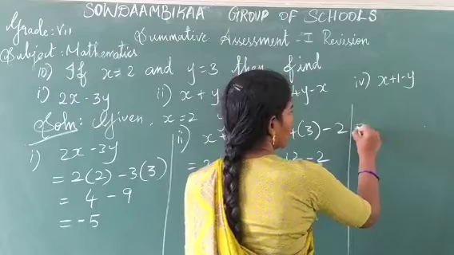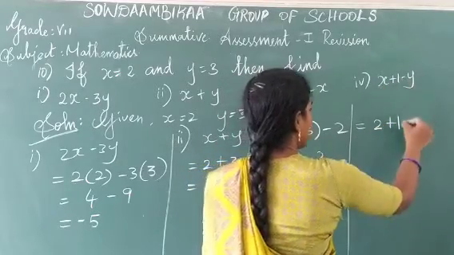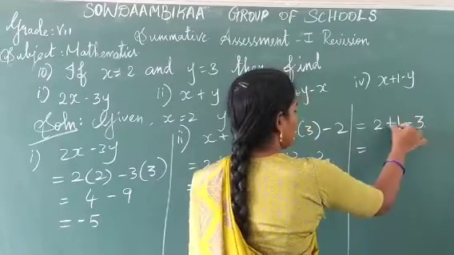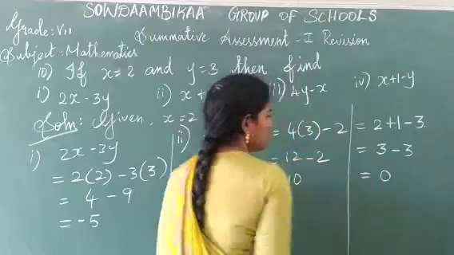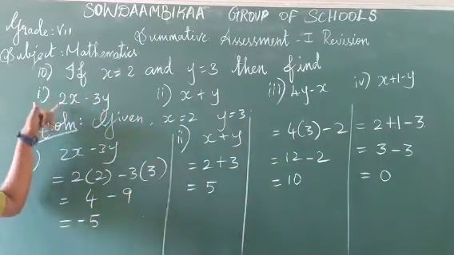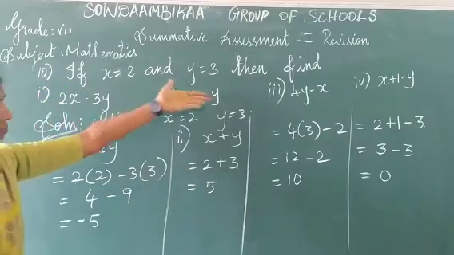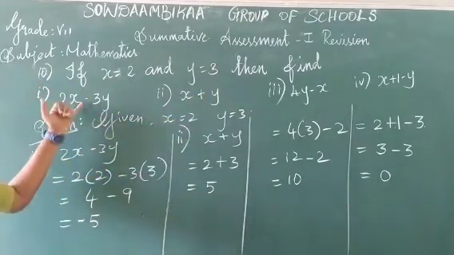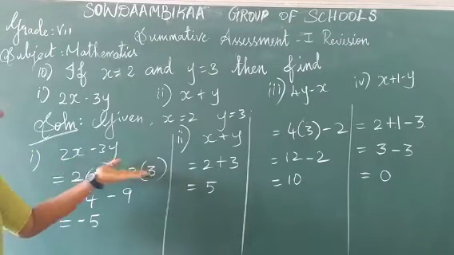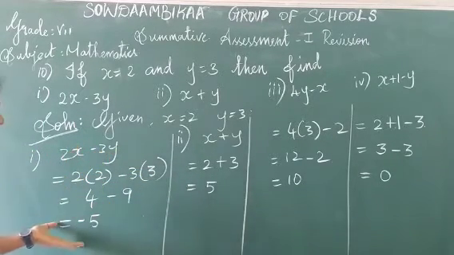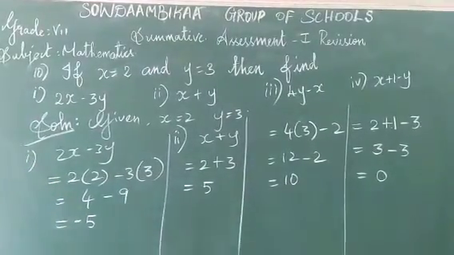Then fourth one, x value 2 plus 1 minus y value 3. 2 plus 1 comes 3 minus 3. 3 minus 3 comes 0. Very simple sum here. x and y value is given. We have to find out the following sums. 2x minus y means we have to put the corresponding x value and corresponding y value. We get the answer also. Do you all understand here? Then we go to the next sum.